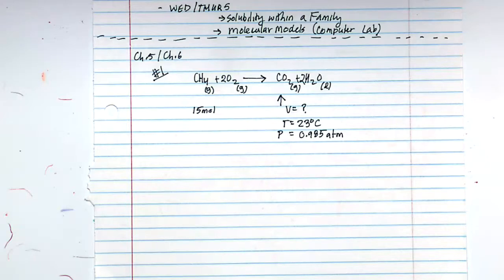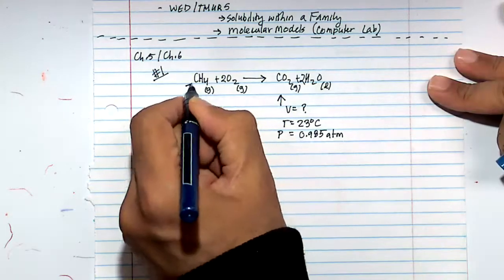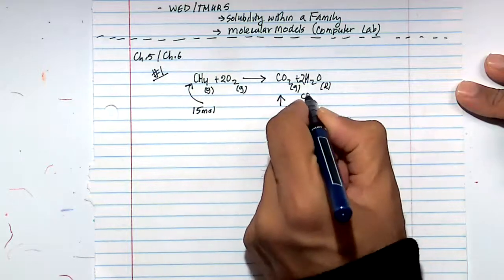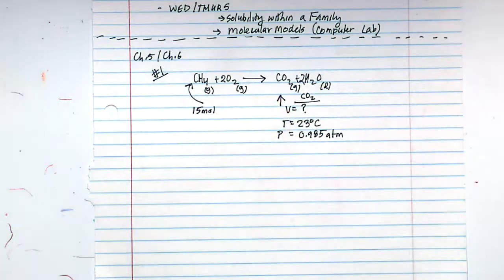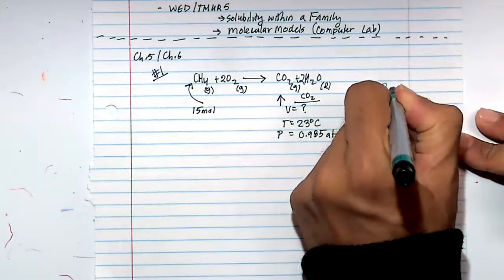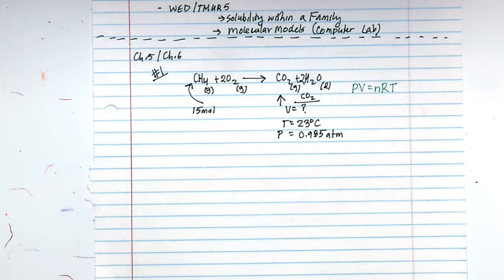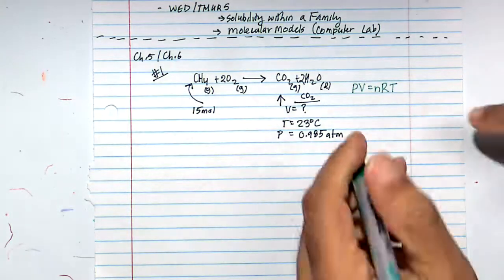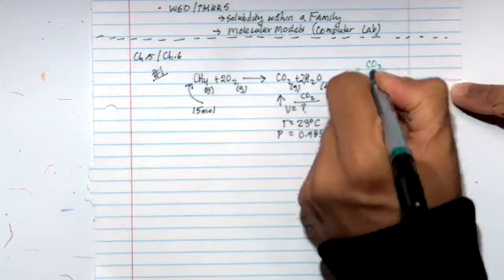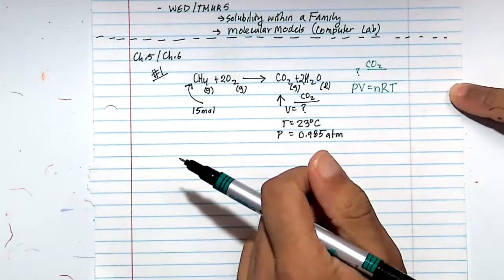So how will you go and approach such a problem? If they're giving you 15 moles of CH4, and we want to figure out the volume of CO2 that is left as a product, what is our rationale? Well, remember, gases have an ideal gas law, which is PV equals nRT. This is what we want to find, and it's for CO2, not for these other gases.